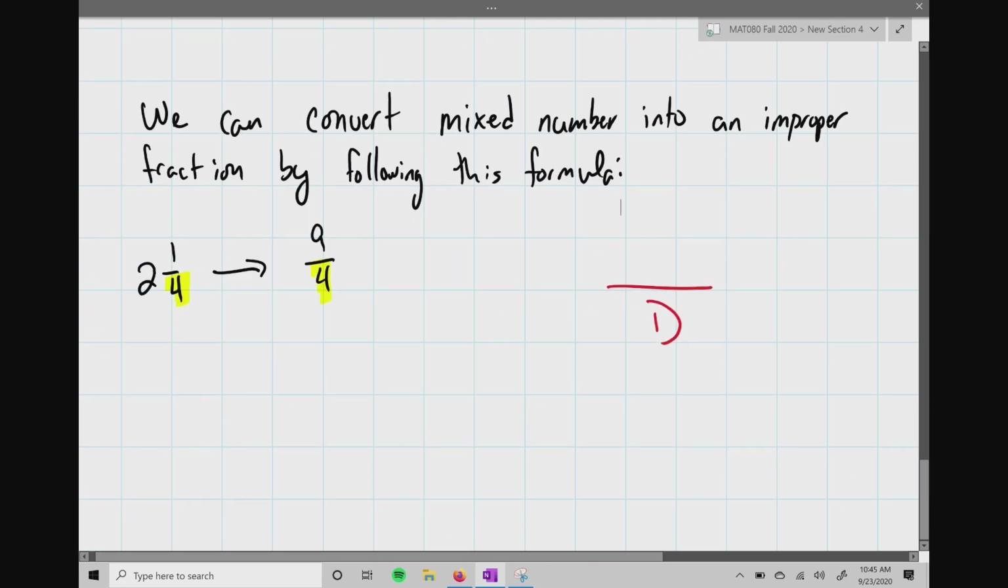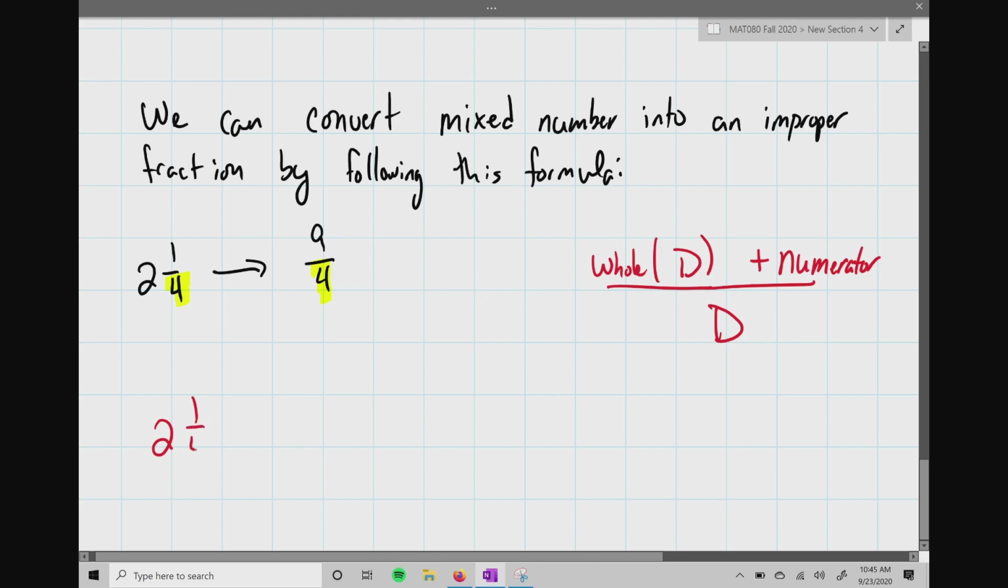So the formula is going to be the numerator. Let's do it like this. It'll be the whole number times the denominator plus the numerator. And that is how you convert a mixed number into an improper fraction. So let me just show you what it looks like. 2 1/4, the denominator stays the same. Now you're going to write the whole number. You're going to multiply times the denominator. And you're going to add the numerator. So 2 times 4 is 8. Plus 1 is 9.